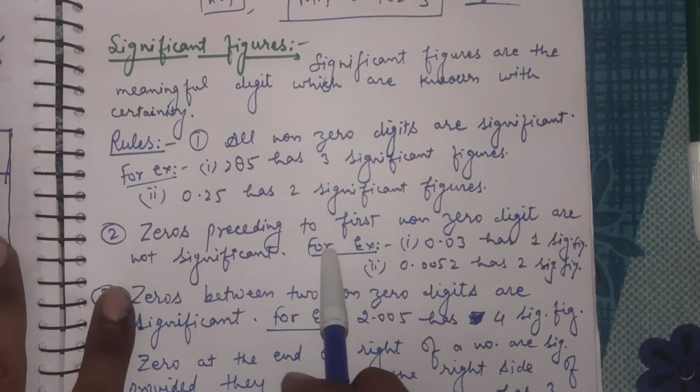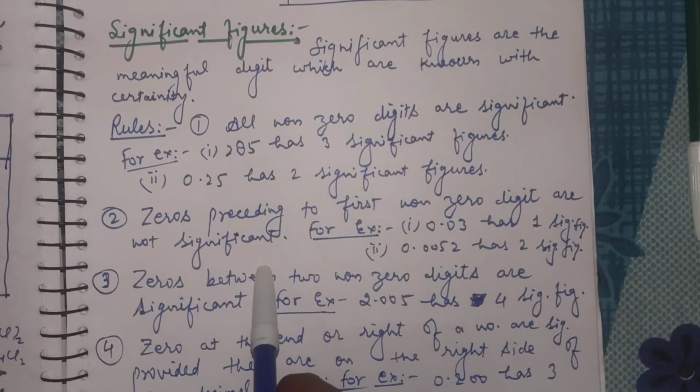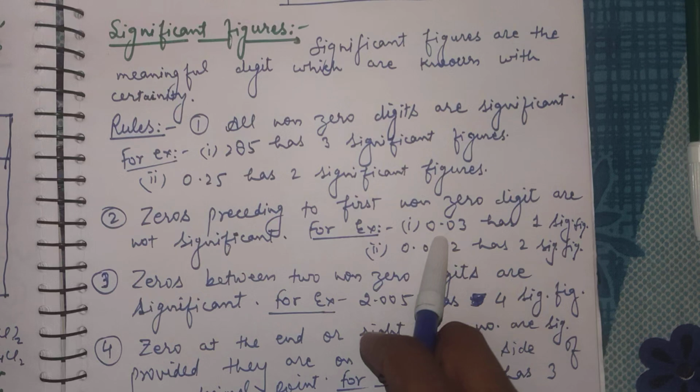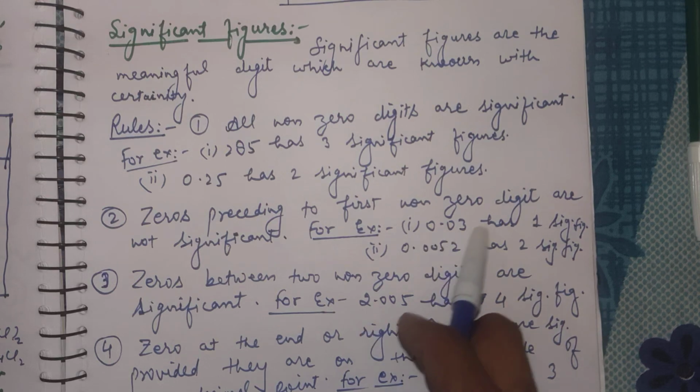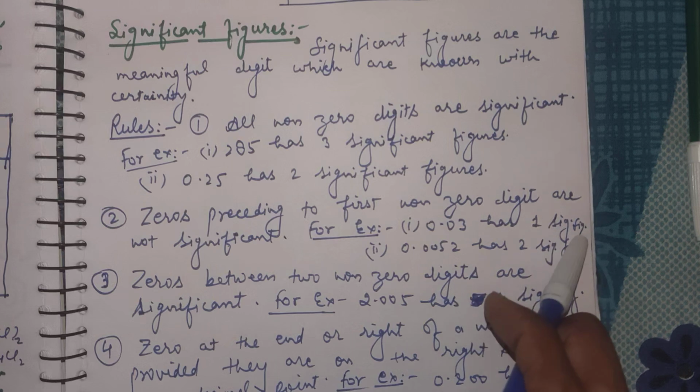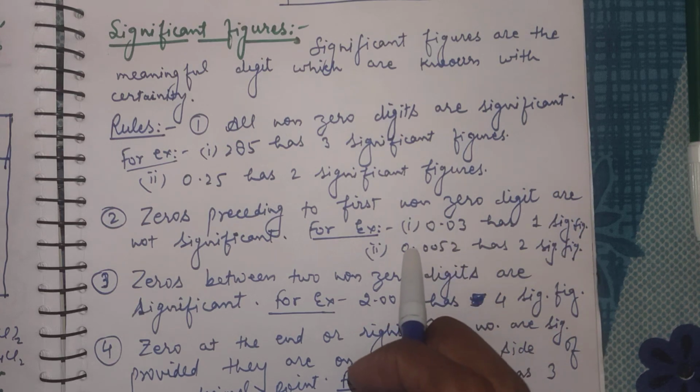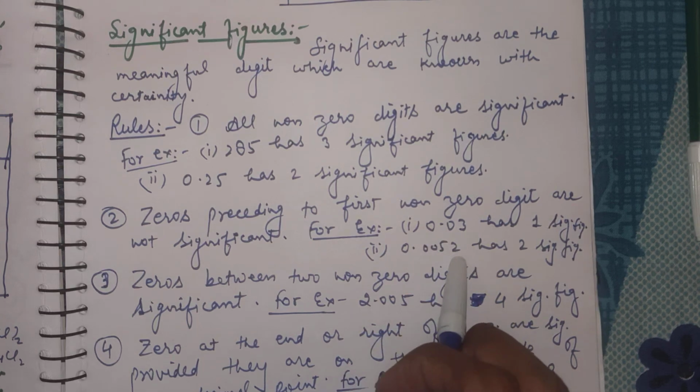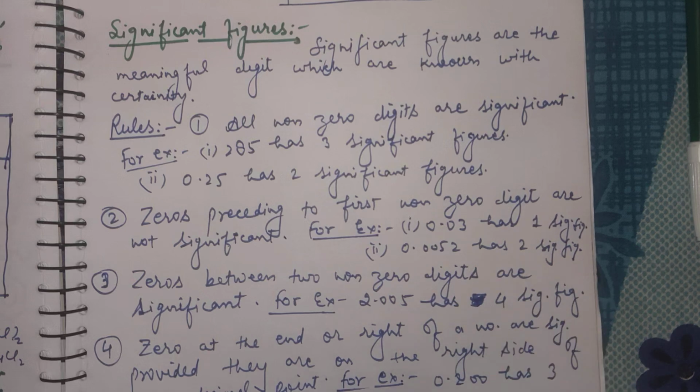Rule number 2: zeros preceding the first non-zero digit are not significant. It means if zero is written after the decimal, as in 0.03, it is not considered. Only the non-zero value is considered, so it has one significant figure. In the next example, 0.0052, if there is only zero before the non-zero digits, these zeros are not considered. Only the non-zero digits count, so it has two significant figures.